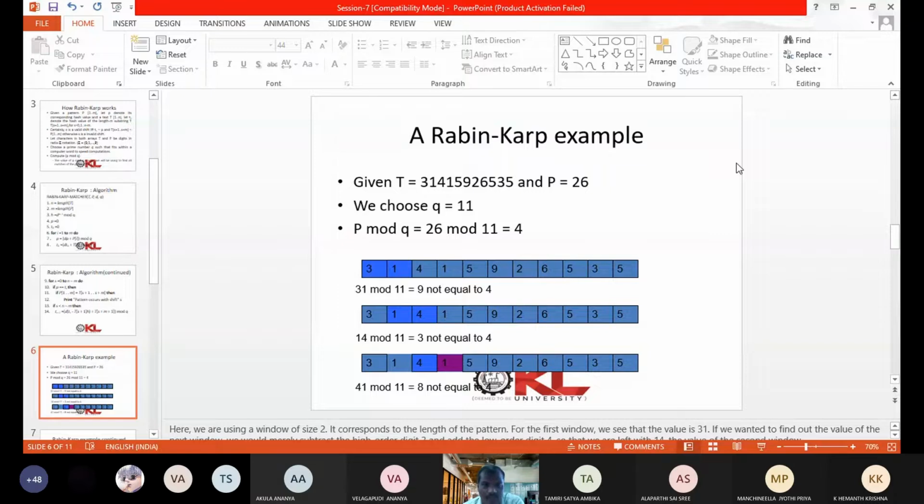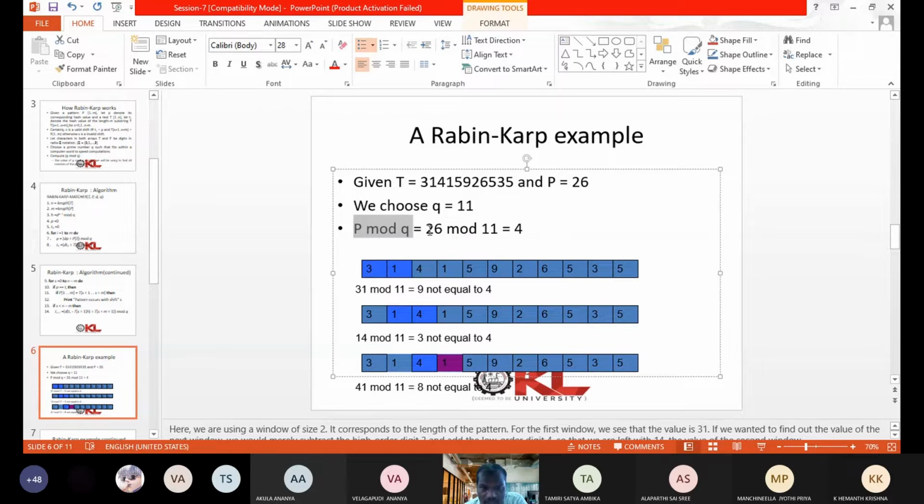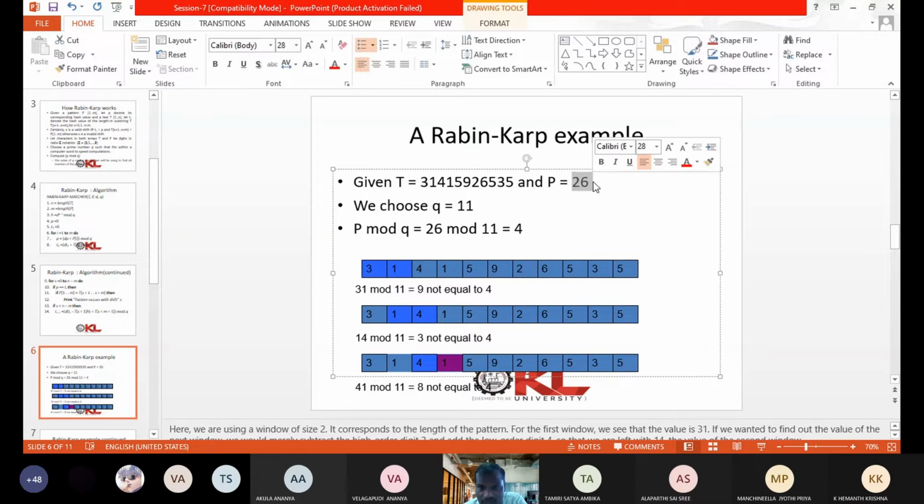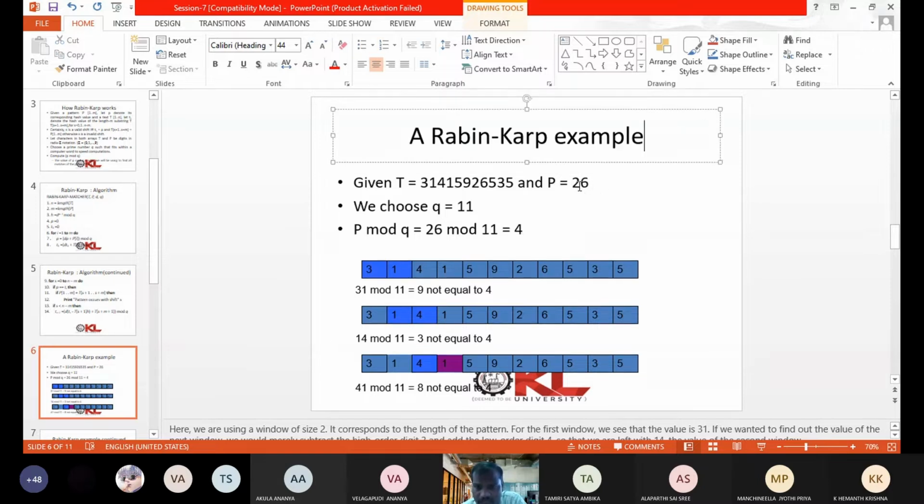Understood? Here first we calculate the hash value of the pattern. What is the pattern given? 26. The pattern given is 26. We are searching for this. Now you should not call it twenty-six as a number, it is the pattern 2, 6. So 26 mod 11 is 4.